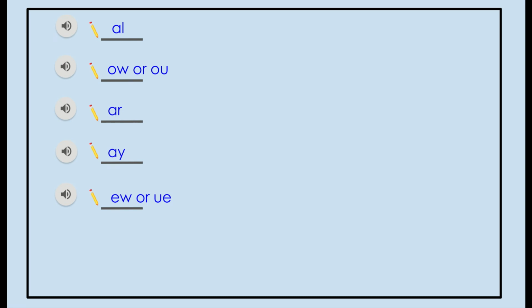Now let's check. The first sound that you heard was all, made by the letter pair AL. The next sound, ow, could be made by the letter pair OW or the letter pair OU. Number 3, R, AR. Number 4 is the new letter pair A, AY. And remember, if you hear this A, AY, it's usually at the end of a word, like the word hay. And the last sound, oo, can be made by EW or UE.